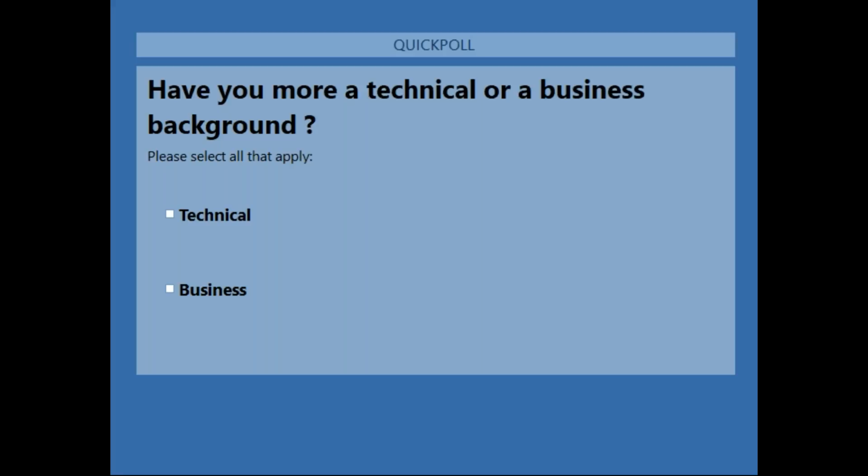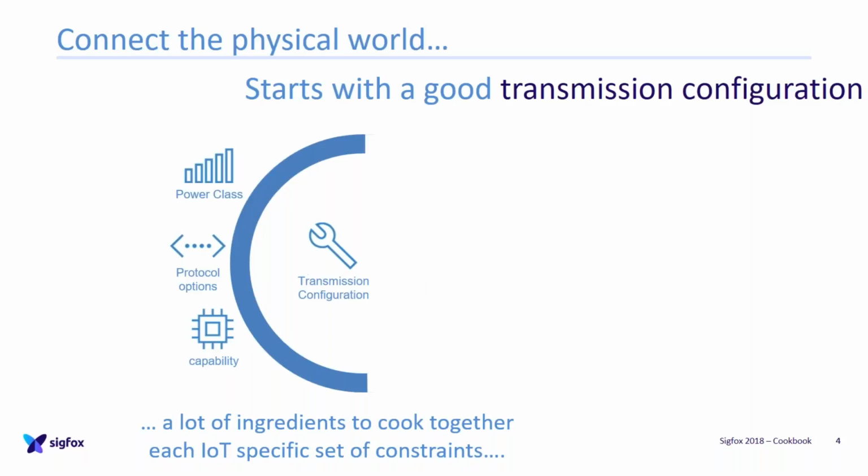So there are quite a number of parameters, of ingredients to cook together to build a proper transmission configuration. The most important fall in two categories. First of all, the protocol options: the way the data is transmitted, the way you can configure how it is transmitted exactly.